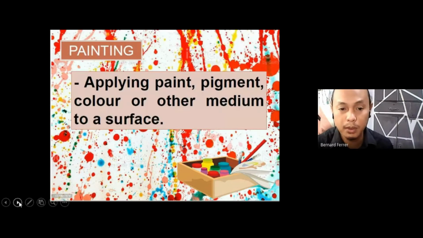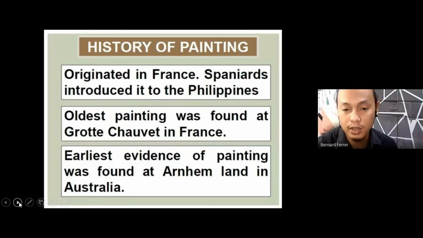The very simple definition of painting is applying paint, pigment, color, or other mediums to a surface. Compared to drawings, liquid materials naman ang ginagamit sa painting. Brief history of painting. It originated in France, the formal kind of painting, and the oldest paintings were actually found in caves. The earliest evidence of painting was found in Arnhem Land in Australia. So these are cave paintings.